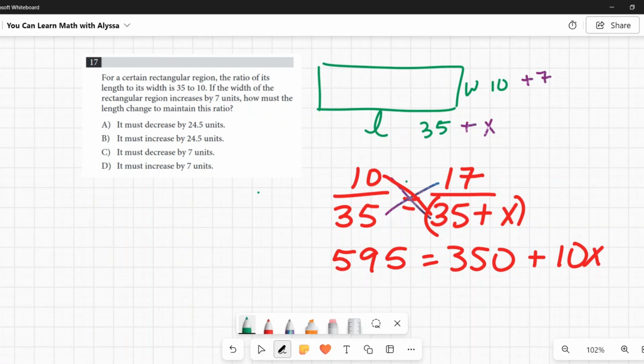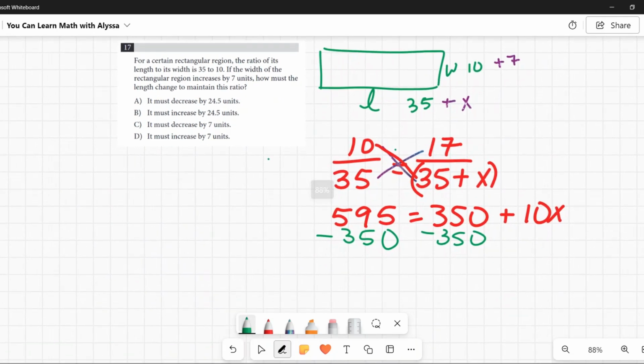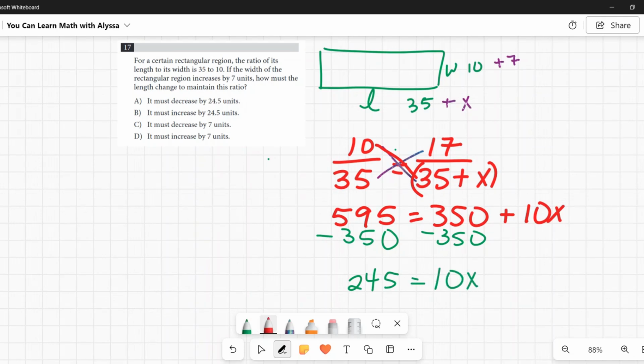So I'm going to subtract 350 from both sides to get rid of it. So I'll only have that 10x over there on the right. And when I do that, I get 245 on the left and 10x on the right. I'm going to divide by 10 on both sides to get rid of that 10 times x. I'm undoing it. And I get that x is equal to 24.5.